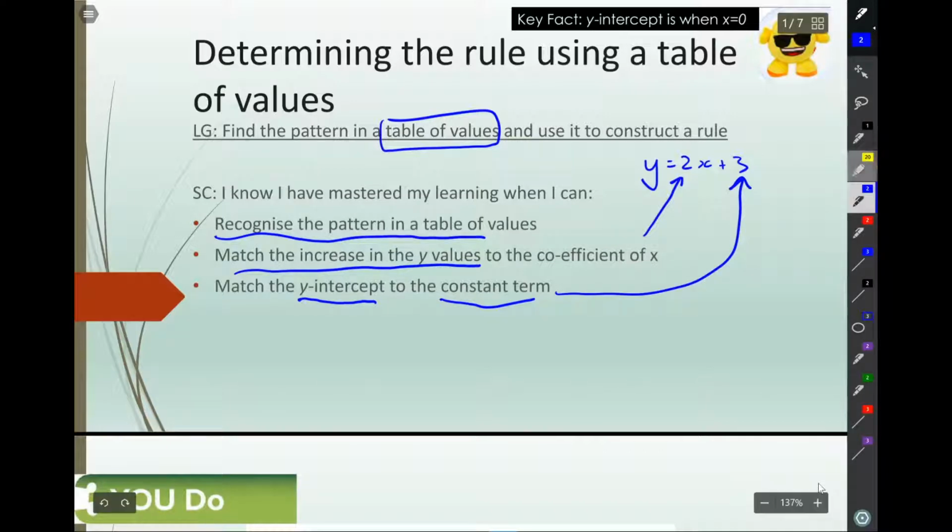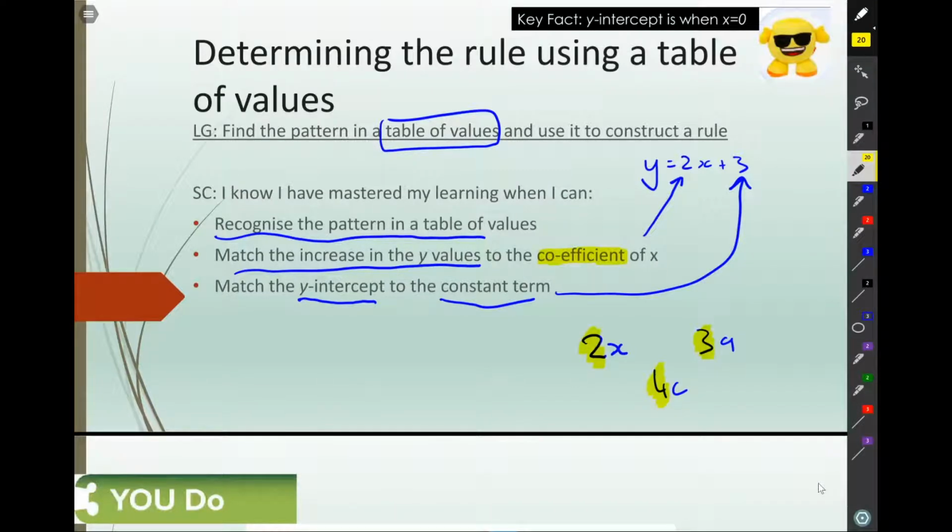So, some revision here. The coefficient is a word we use for a number that comes in front of a letter. The coefficient, it doesn't matter what number, it doesn't matter what letter, it's the number that is paired together with a letter. The other thing we need to remember is the constant term is just the number without a letter. Doesn't matter what number it is, as long as there's a number by itself, that's what we call a constant term.